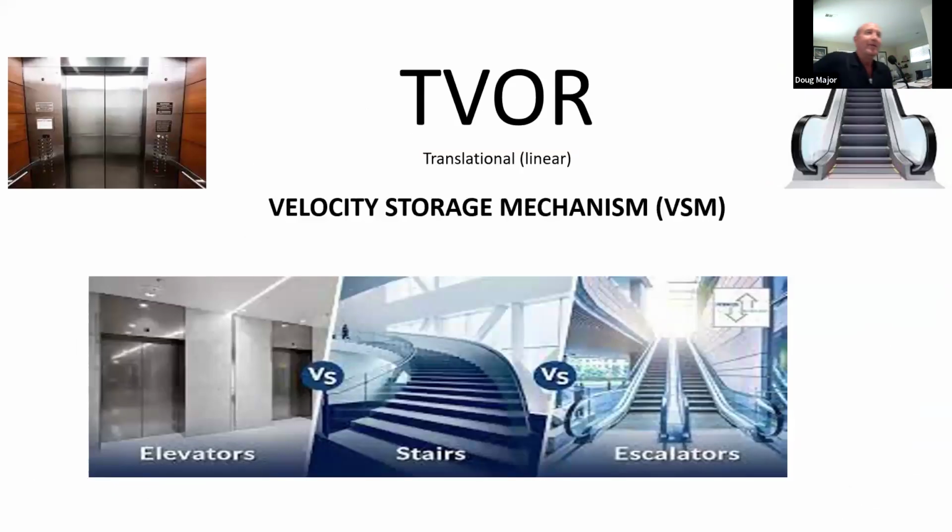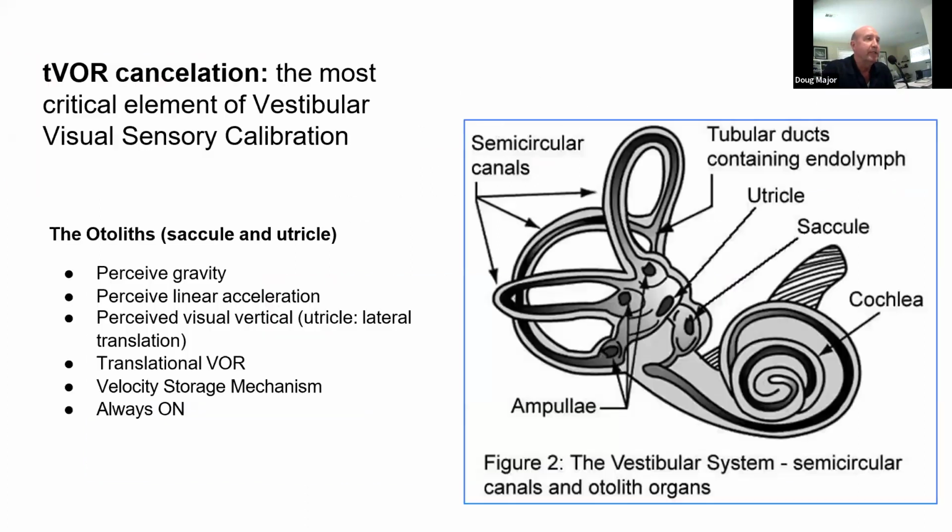Now, this is the most exciting part that we got really excited about at NORA, which was the translational VOR, or the vestibular storage mechanism reset. And so this is information from the Focus Builders doctors. Translational is the most critical element of the vestibular sensory calibration because it's on all the time. It's perceiving gravity, linear acceleration, and translational movements. It's associated very closely with the storage mechanism, and it's always on. It's always letting us know where we are.